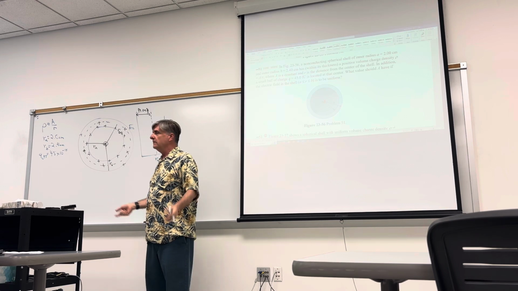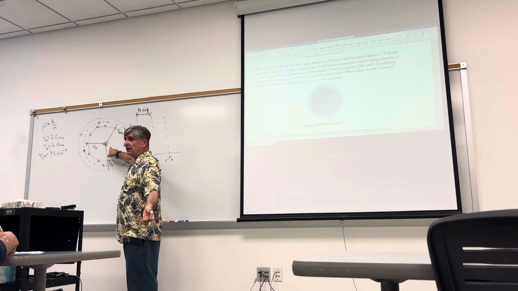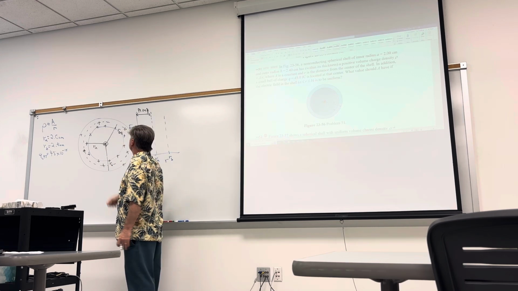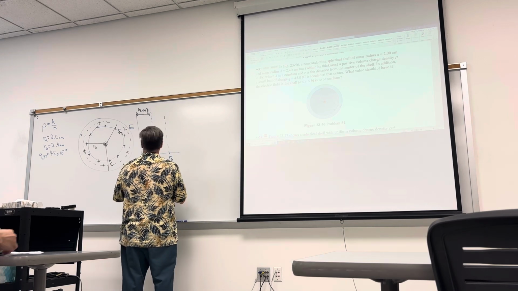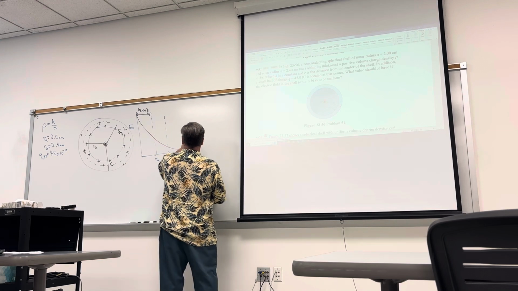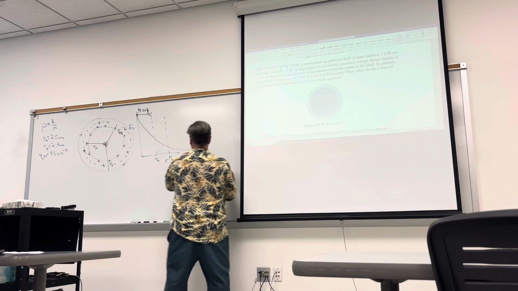So, point only until R, because that's what Gauss's law says. Only the charge enclosed goes into factoring the E. So I can draw that, and I know that's going to be proportional to 1 over R squared. So this graph represents the E of the point.